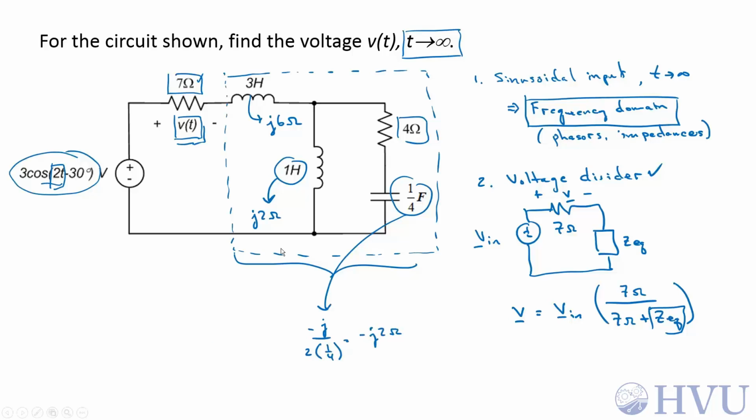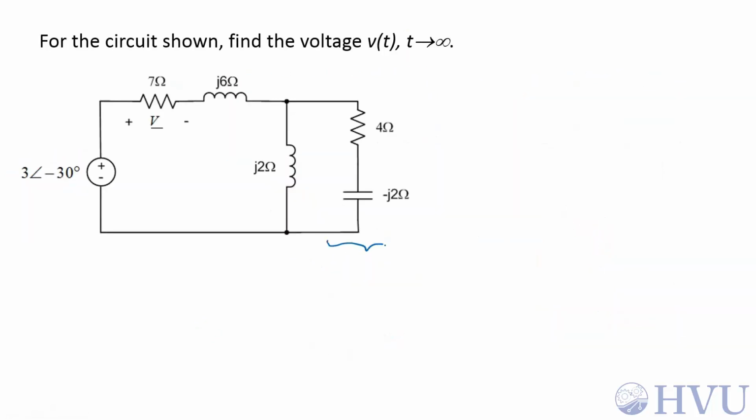So let's redraw this circuit with all of our stuff in the frequency domain and then do our analysis. Okay, as I mentioned earlier, these two are in series, so I just add their impedances. So this is 4 minus J2 ohms. Then those in parallel with this guy here is going to be the product of the two, so J2 ohms times 4 minus J2 ohms over J2 plus 4 minus J2.